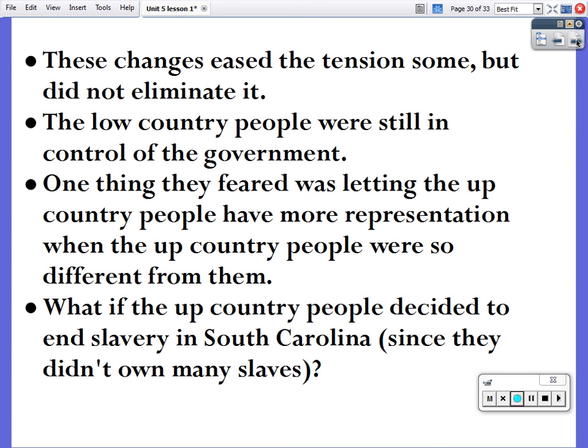Now, these changes eased the tension some but did not eliminate it. The low country people were still in control of the government. One thing they feared was letting the upcountry people have more representation when the upcountry people were so culturally different from them. This was their concern. What if the upcountry people decided to end slavery in South Carolina? Because the upcountry people didn't own many slaves, maybe they were opposed to slavery and would just decide to get rid of slavery. So this was a real fear of the low country people and why they did not want them to have representation in the government.